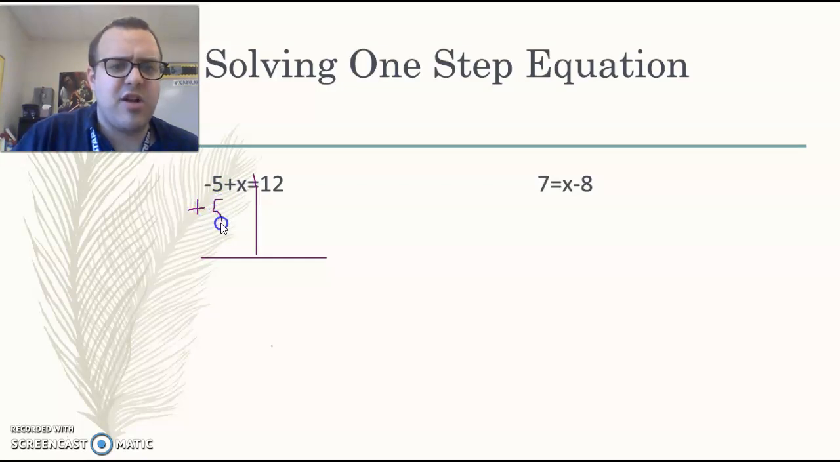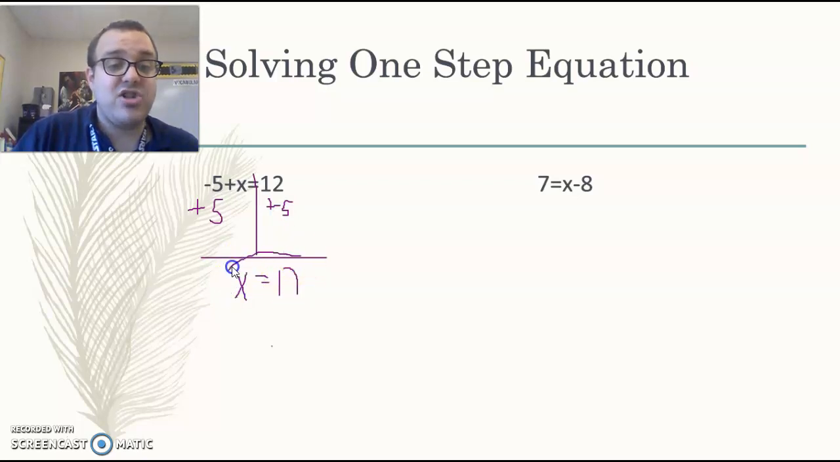And you might say, well, Mr. Guy, I see a plus sign right here. What about that? That's with the x. The 5 is negative, so we're going to add 5 because that's the opposite. And again, we want to make sure we get to 0. We want to make sure these cancel each other out. And negative 5 and 5 will cancel each other out and make 0. So over here, I'll also add 5, and I'm going to get that x equals 17.